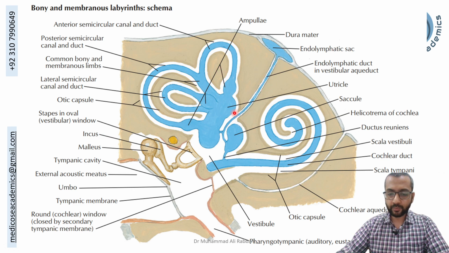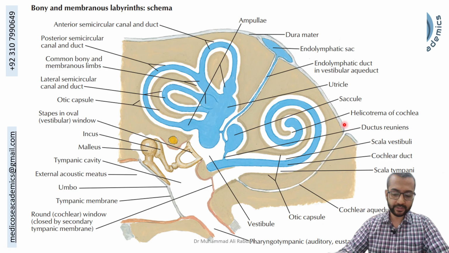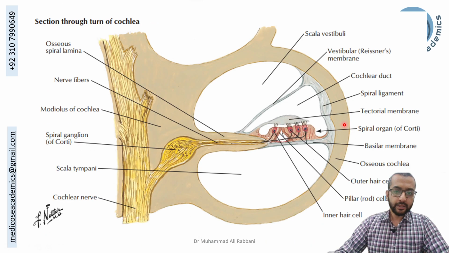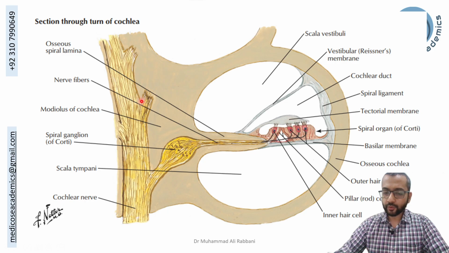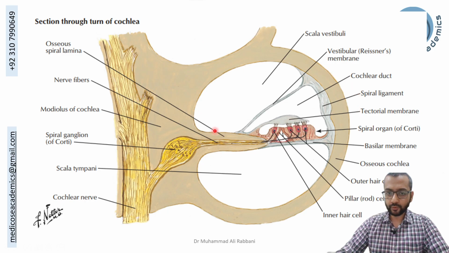Then there is this endolymphatic duct ending in the endolymphatic sac, where the endolymph is absorbed. And there is this cochlear aqueduct, which allows the perilymph to communicate with the cerebrospinal fluid. We will see how this organ of Corti is formed. This is one turn of the cochlea shown.